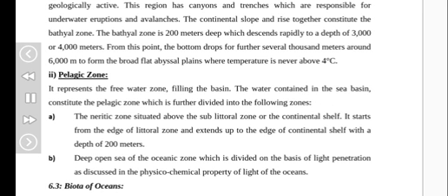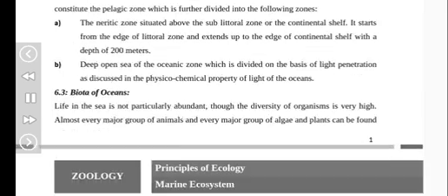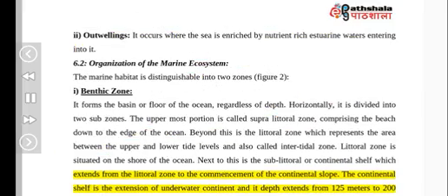The uppermost portion is called the superlittoral zone, comprising the beach down to the edge of the ocean. Beyond this is the littoral zone, which represents the area between the upper and lower tide levels and is also called the intertidal zone. The littoral zone is situated on the shore of the ocean. Next to this is the sublittoral or continental shelf, which extends from the littoral zone to the commencement of the continental slope. The continental shelf is the extension of the underwater continent and its depth extends from 125 meters to 200 meters. Next to the continental shelf, there is a rapid decline and this is called the continental slope.